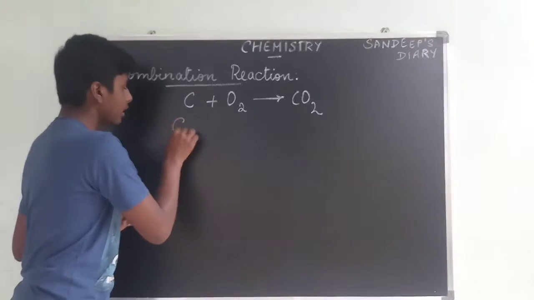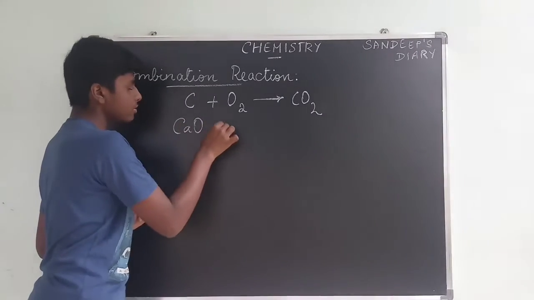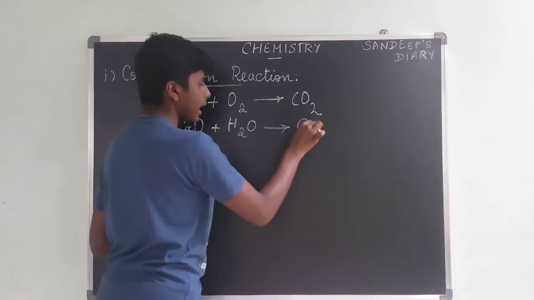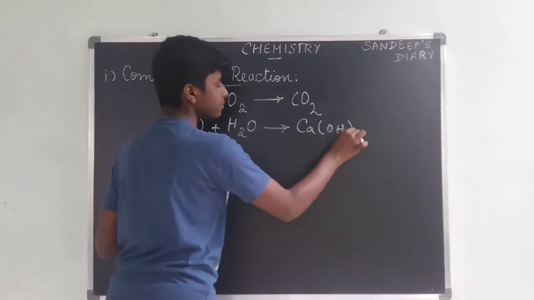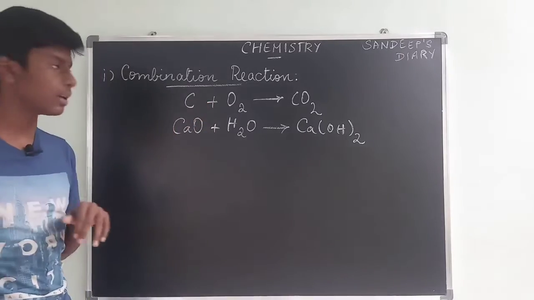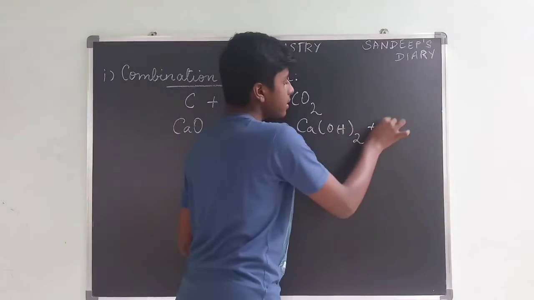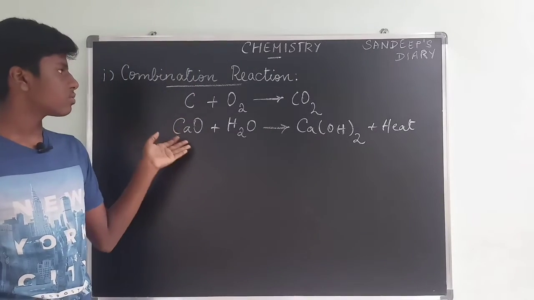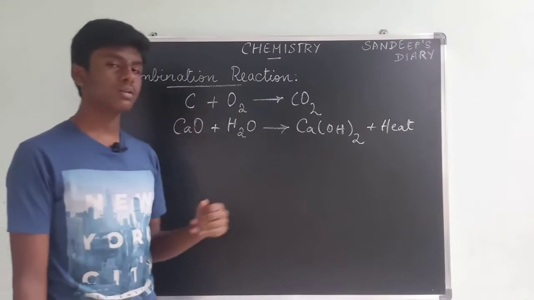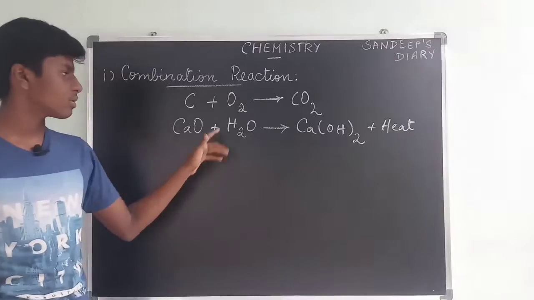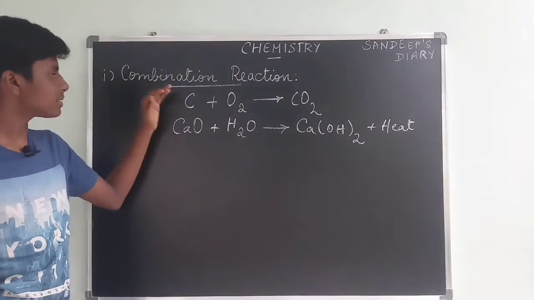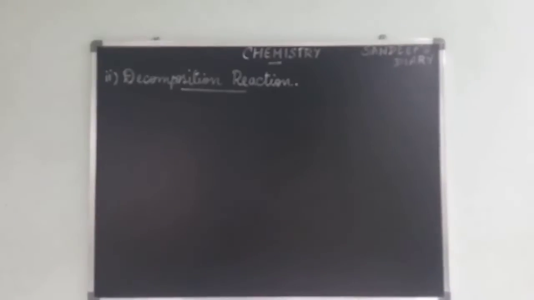Similarly, calcium oxide plus water gives calcium hydroxide. This is also a simple equation. Plus some amount of heat is produced. So there are two equations. Carbon plus oxygen gives carbon dioxide. Calcium oxide plus water gives calcium hydroxide plus some amount of heat is released. This is a simple equation.